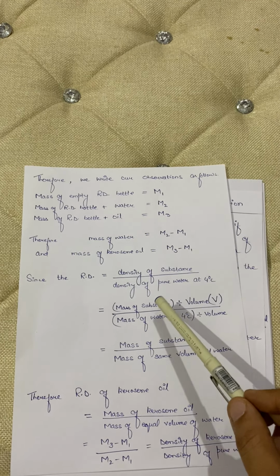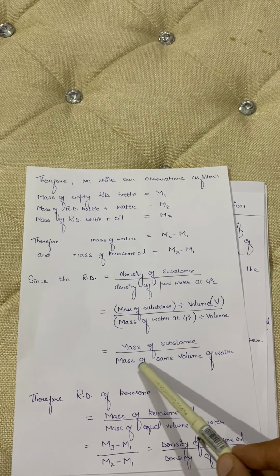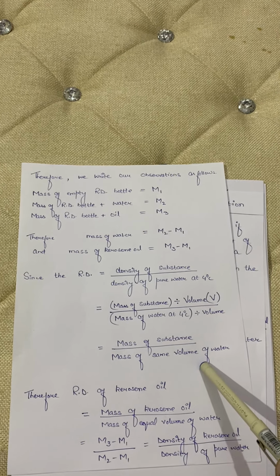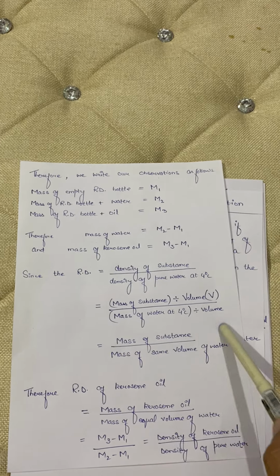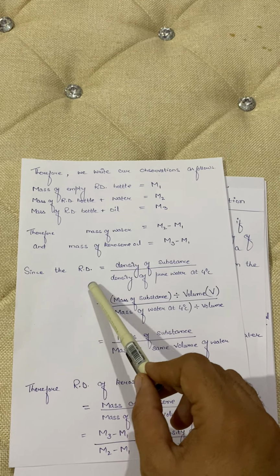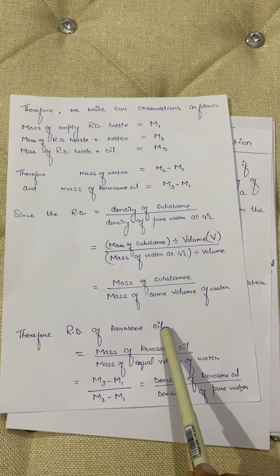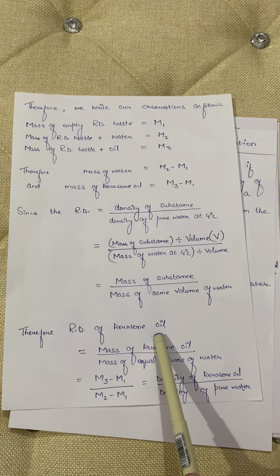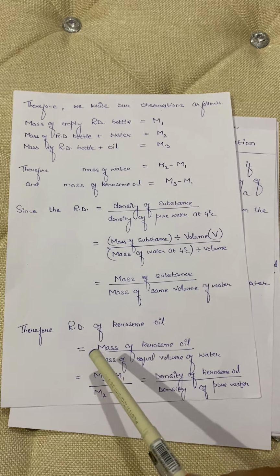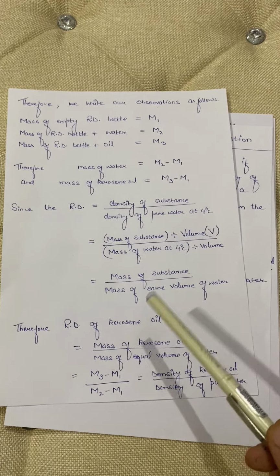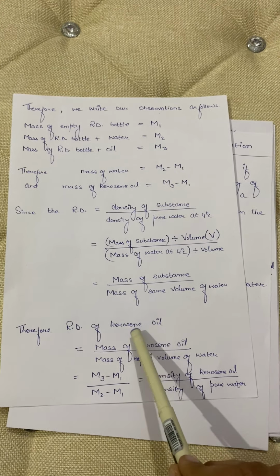So what will be left behind? Mass of substance, mass of same volume of water. So this is another formula for calculating the relative density of a particular substance. So the relative density of the kerosene oil, that is the unknown liquid which we have been given in order to calculate the relative density through this experiment.